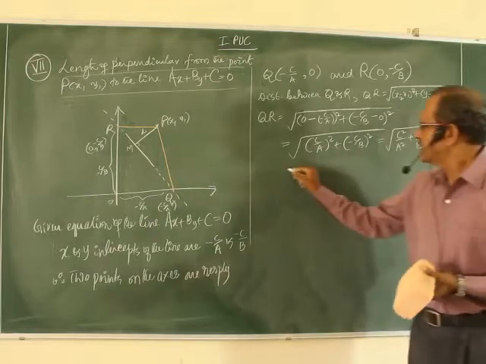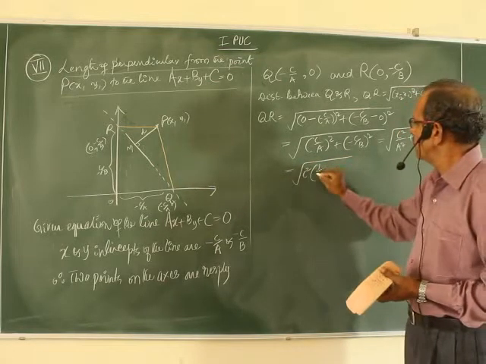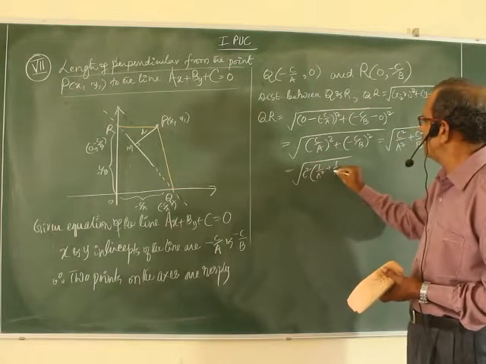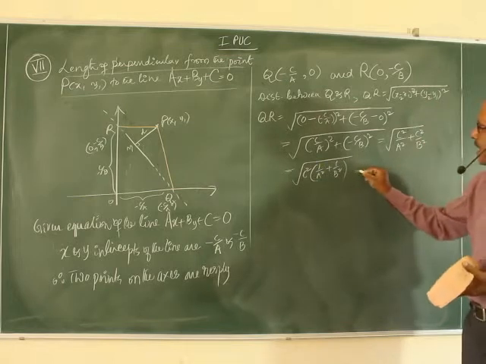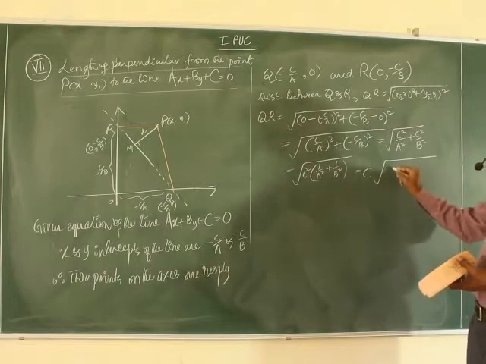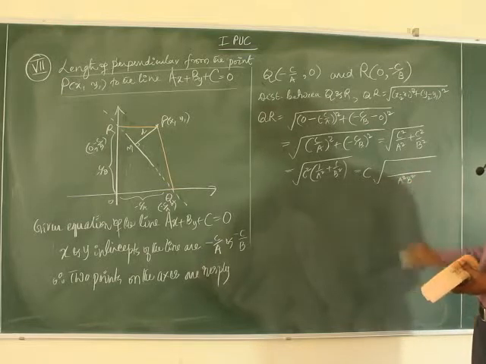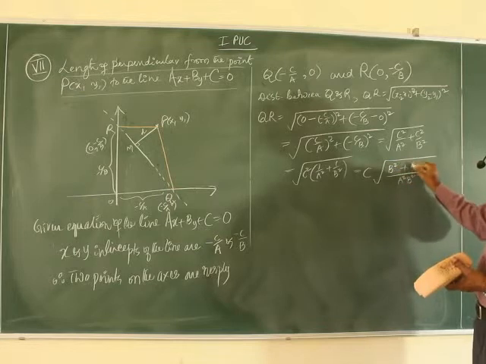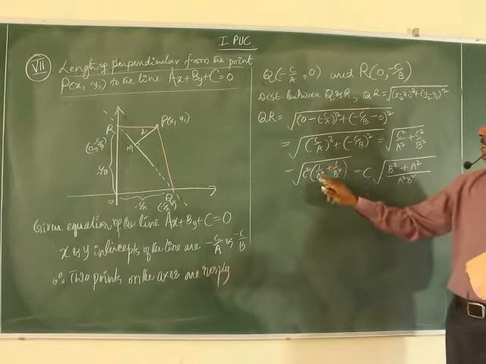Or c square can be taken outside. c square into 1 by a square plus 1 by b square. c square can be removed outside, c into root of a square b square, b square plus a square. Take the common denominator, b square into 1, a square into 1.